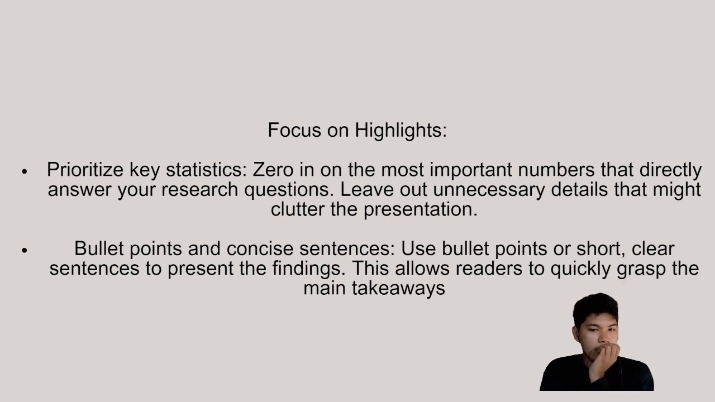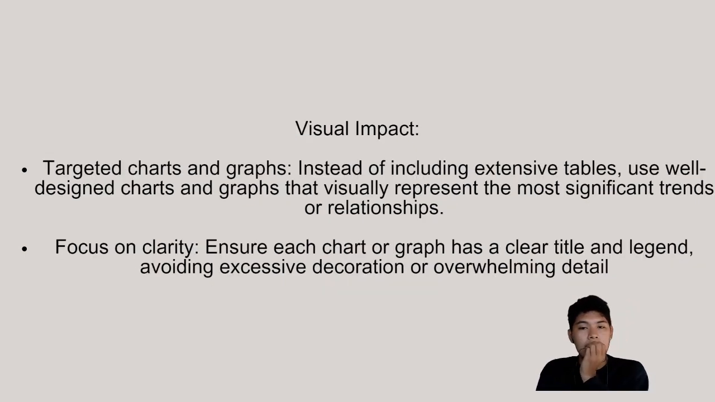Next is bullet points and concise sentences. Use bullet points or short, clear sentences to present the findings. This allows readers to quickly grasp the main takeaway. Next is visual impact. Targeted charts and graphs. Instead of including extensive tables, use well-designed charts and graphs that visually represent the most significant trends or relationships.